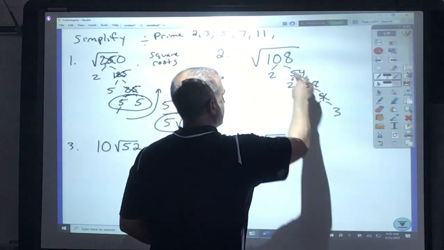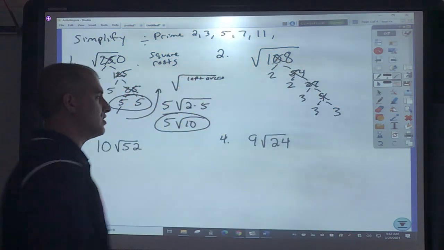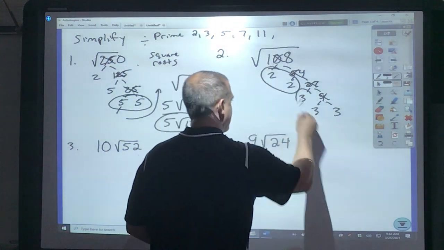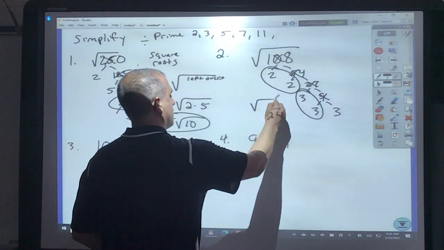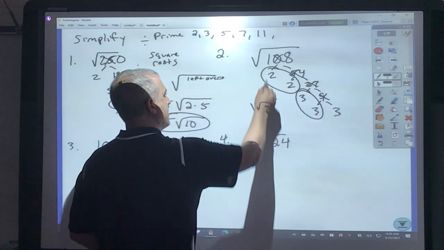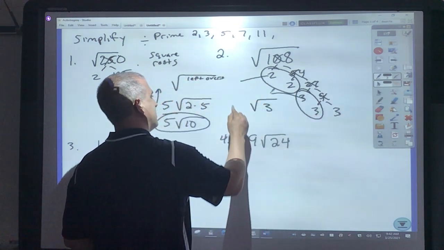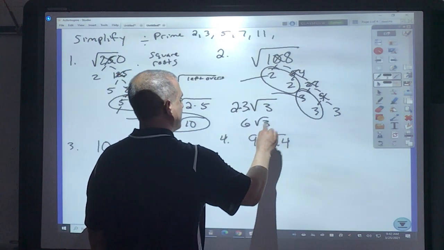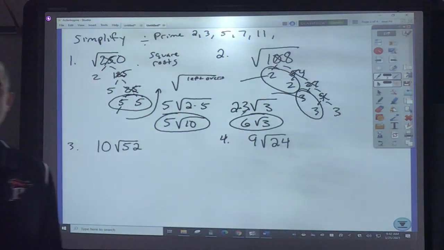Cross off these ones that have the double branch. I am looking for pairs. Here's a pair of 2s. Here's a pair of 3s. So my leftover here, that leftover would go here. I'm allowed to take one out of each of these. So a 2 and a 3. So 2 times 3 would be 6. So this reduced to 6 square root of 3.